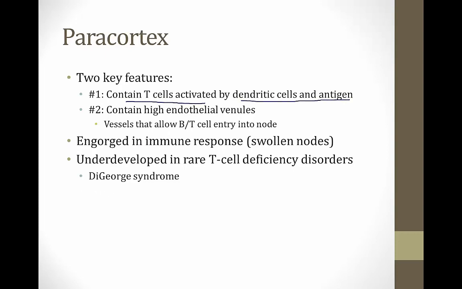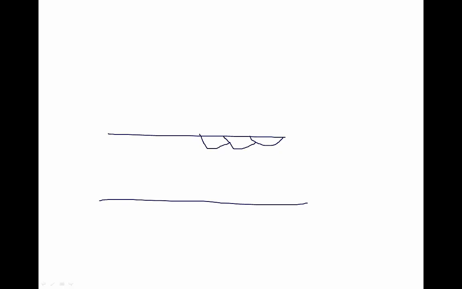The second important feature of the paracortex is that it contains special structures called high endothelial venules. These are special vascular structures that allow B and T cells to enter the nodes. It's easiest to understand this with a picture. So if you imagine a venule that comes after a capillary, normally the endothelium is composed of cells like this that overlap one another and they don't allow cells to exit.